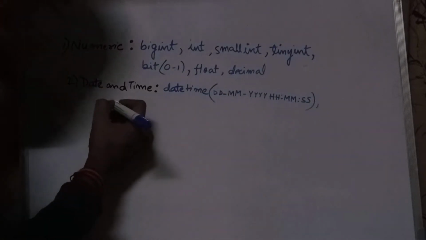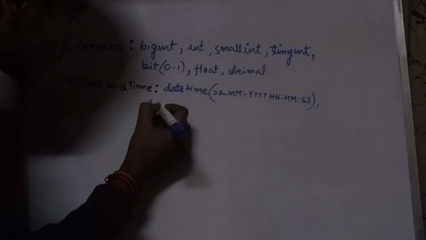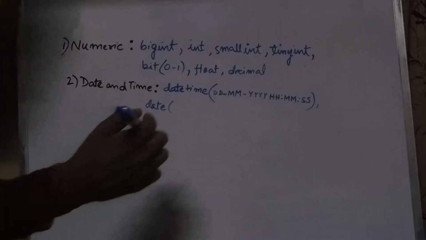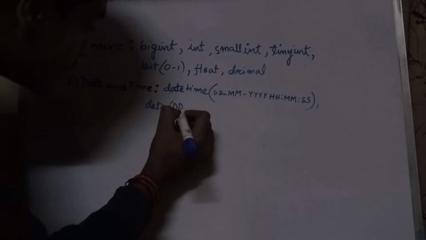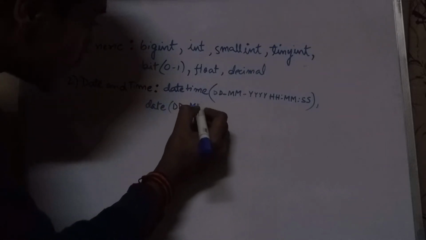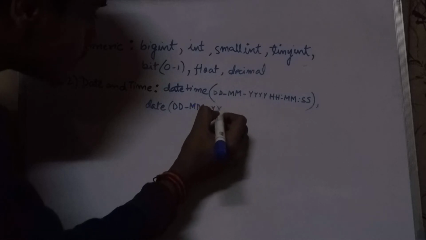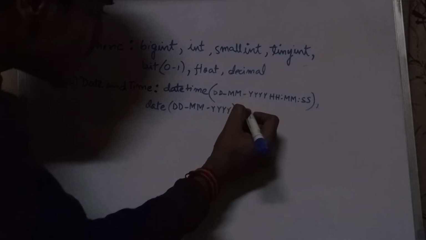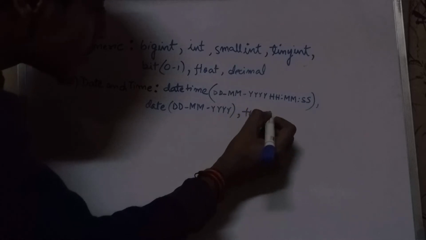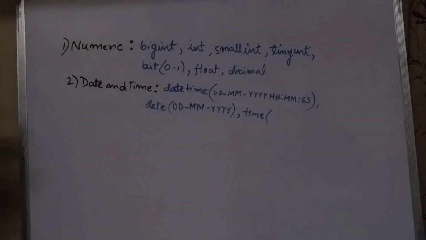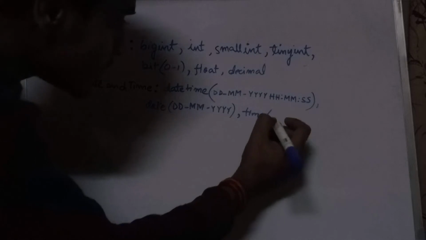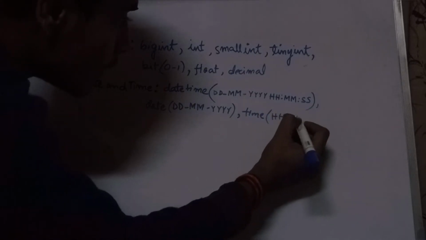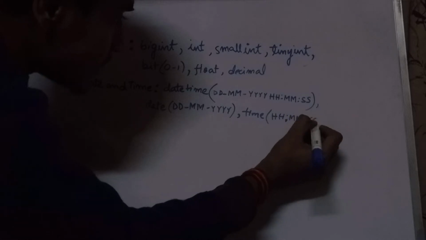Then comes only date, which stores the date only and not the time. The format is day, month, and year. And the final one is only time, which stores the time only and not the date. The format is hour, minute, and second.